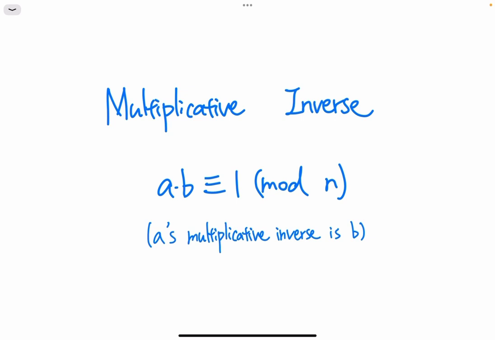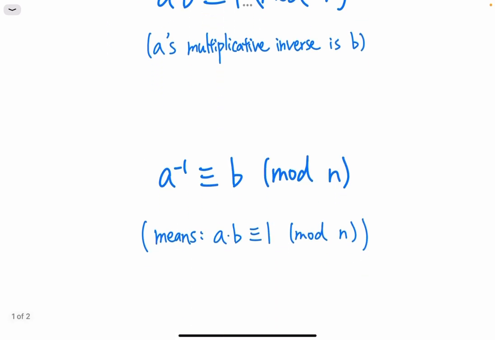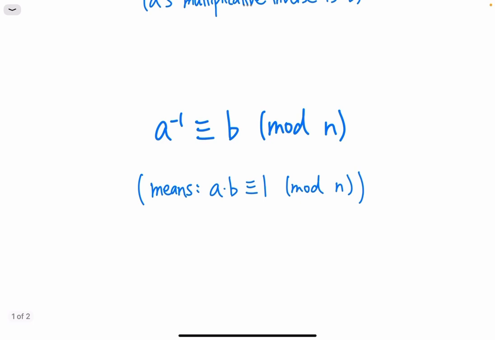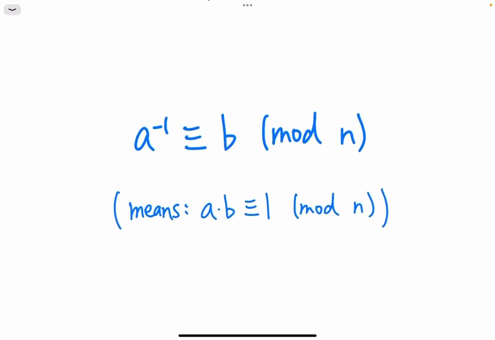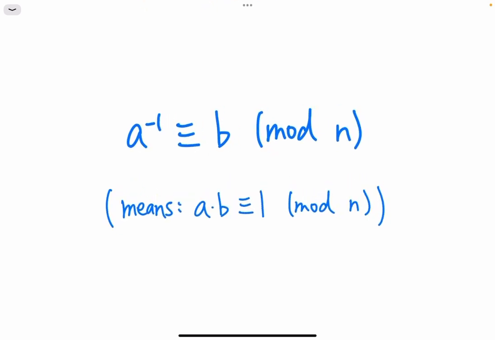And the multiplicative inverse equation is written like this: a dot b is congruent to 1 modulo n, which means that we want to find the number b such that a's multiplicative inverse is b. And if we found it, we could write it like this. This means that b is a's multiplicative inverse under the scope of mod n.